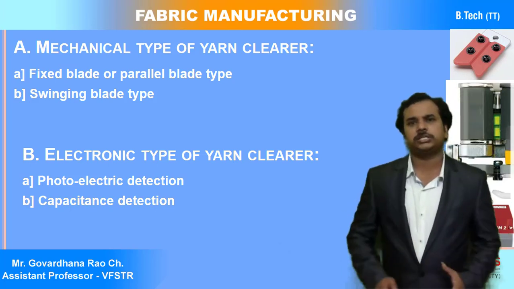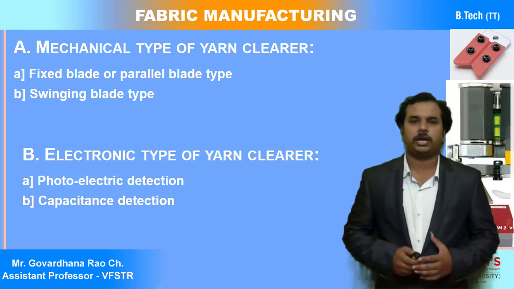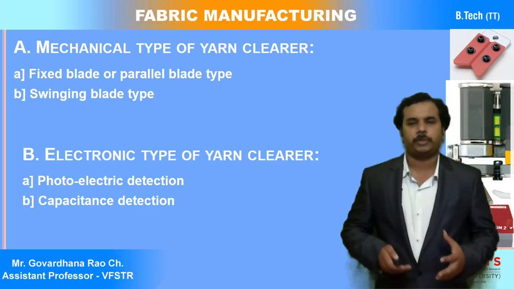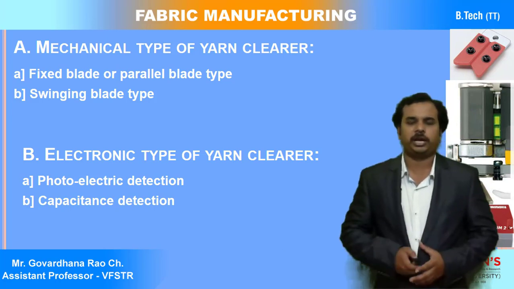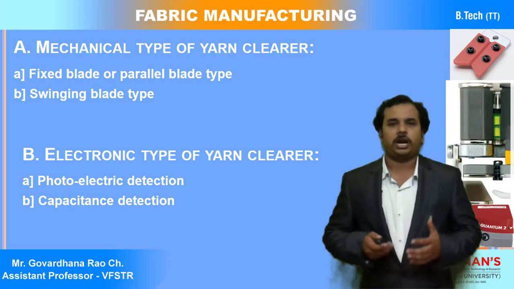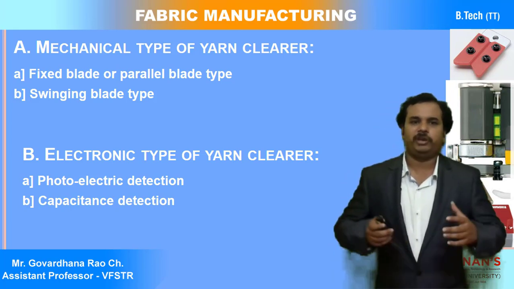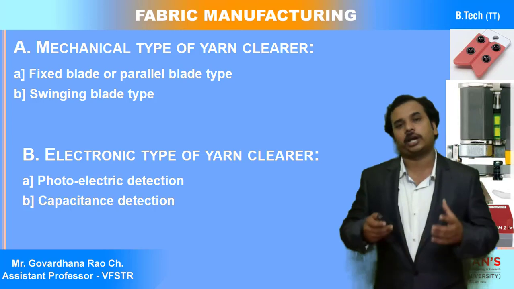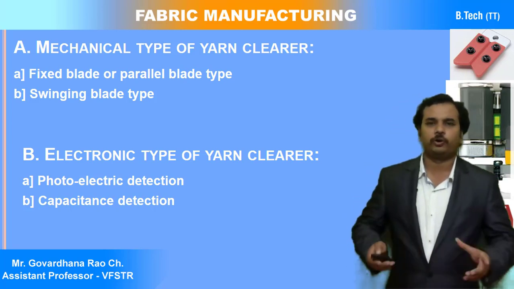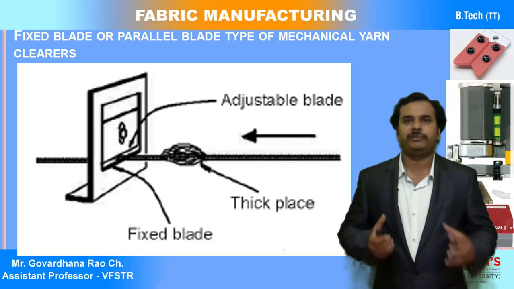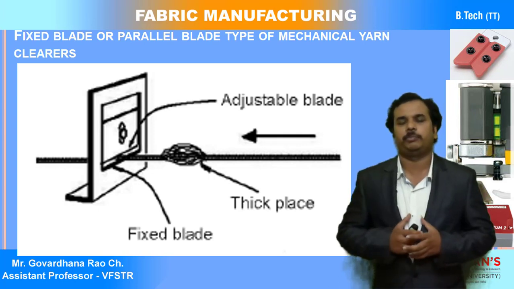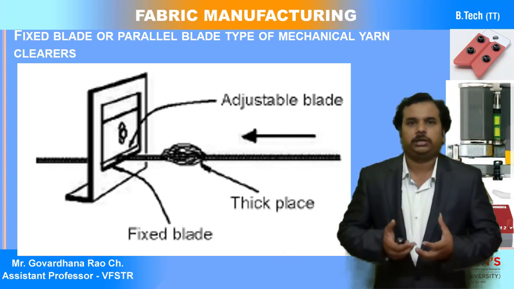Now we will discuss each and every category of the mechanical type. In the mechanical type we have a fixed blade type and the swinging blade type, and in the electronic type we have photoelectric detection and the capacitance type of detection. All four we will see one by one. So now the first one is called a fixed blade or parallel blade type of mechanical yarn clearer.